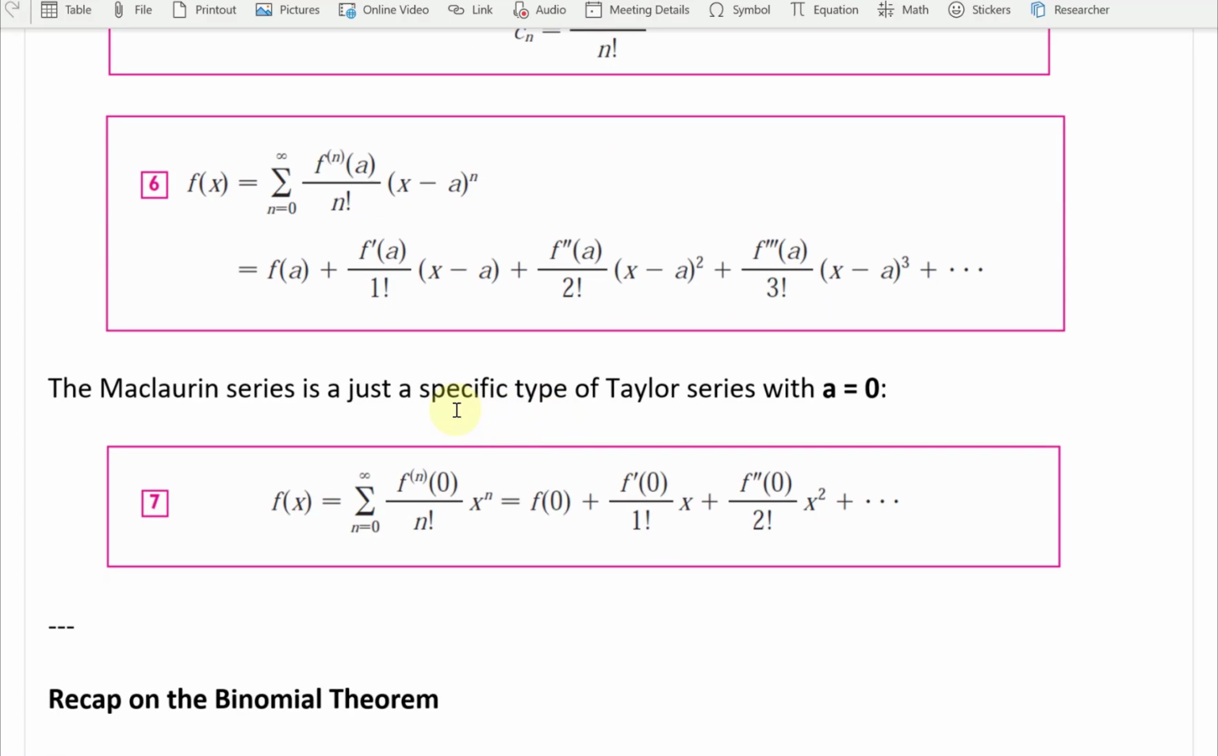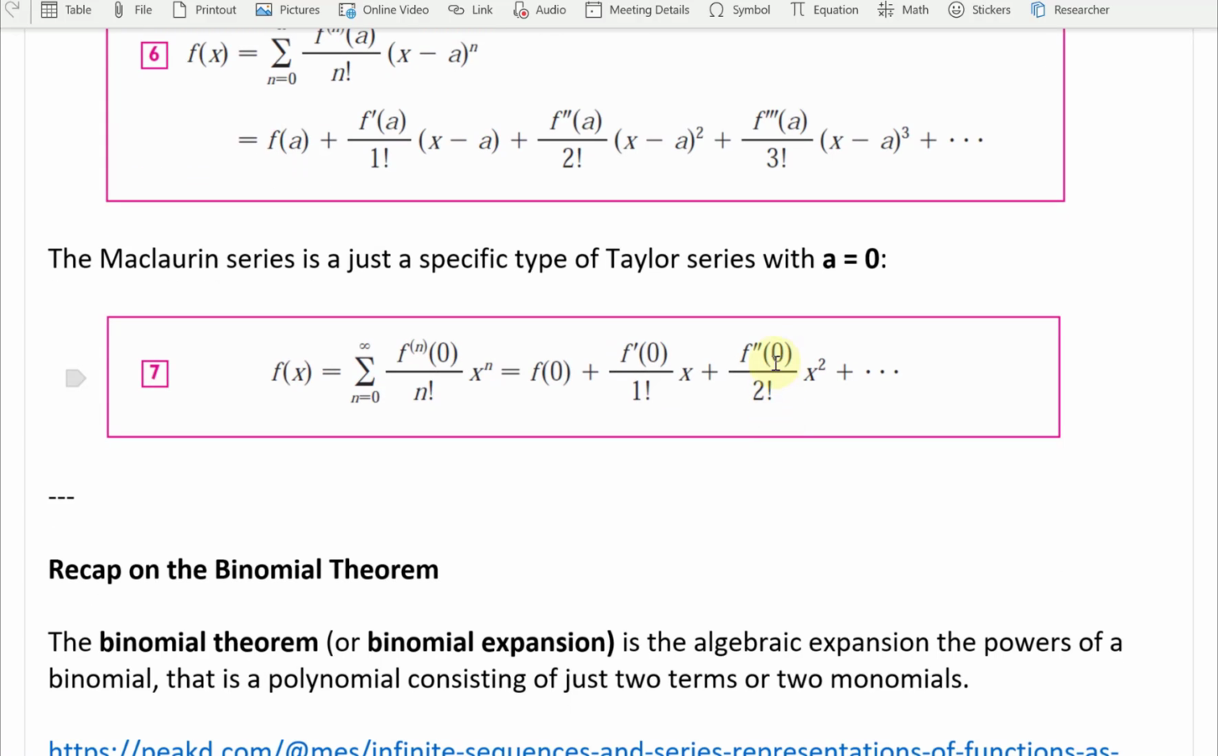And the Maclaurin series is just a specific type of Taylor series with a equals 0, so this is the nth derivative at 0. Then the first one's going to be f of 0 plus f prime of 0, so the derivative at 0, the second derivative at 0, etc., and then just your usual power series.